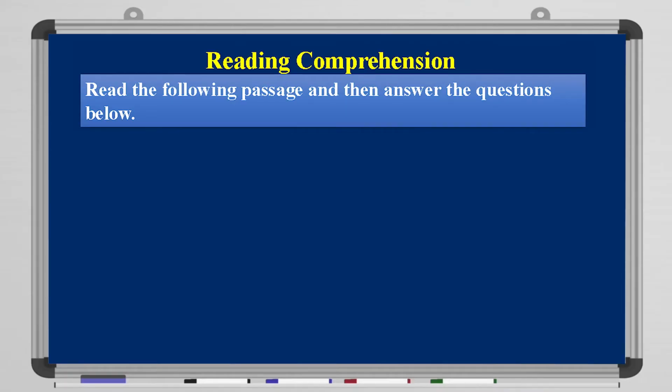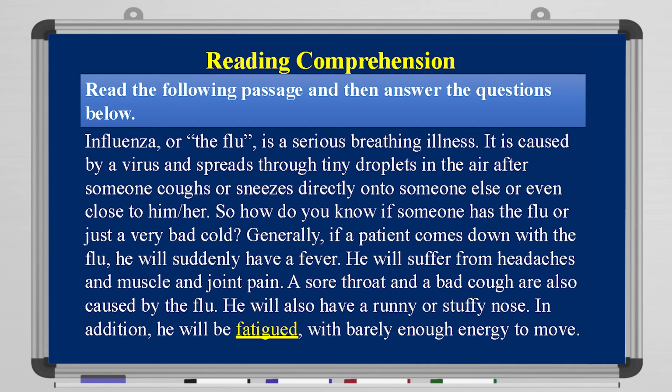So the reading comprehension, take a close look with me. Read the following passage and answer the questions below. Influenza, or the flu, is a serious breathing illness. It is caused by a virus and spreads through tiny droplets in the air after someone coughs or sneezes directly onto someone else or even close to him or her.